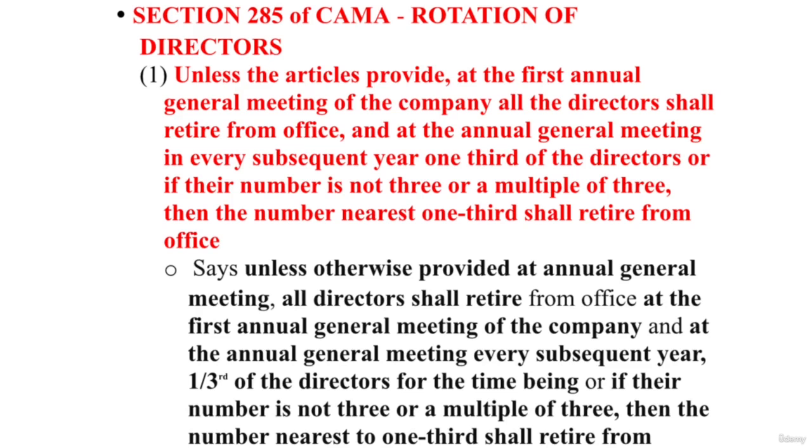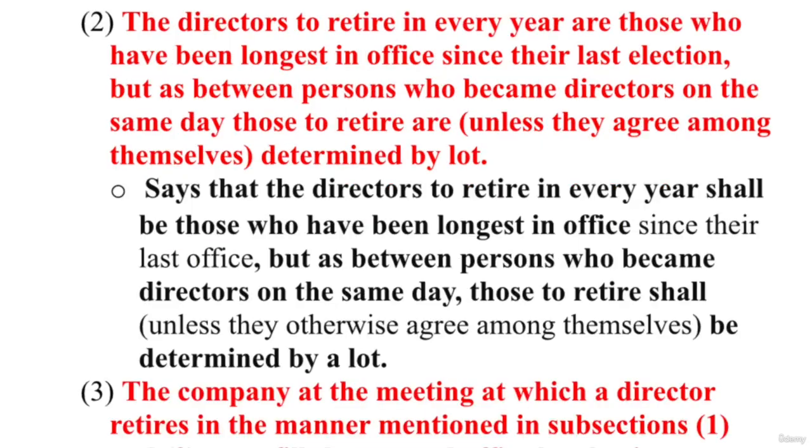Now, you see, for those subsequent directors, it will then mean that every annual general meeting, after the first annual general meeting, 1/3 of those directors shall retire. Now, when we are saying 1/3, what does it mean? So let's say they have about 9 directors in that particular company. That will mean that in every year, 3 out of those 9 directors shall retire. Now, if their number is not up to 3 or a multiple of 3, then the number nearest to 1/3 shall retire from office. So now let's go to subsection 2 of this section.